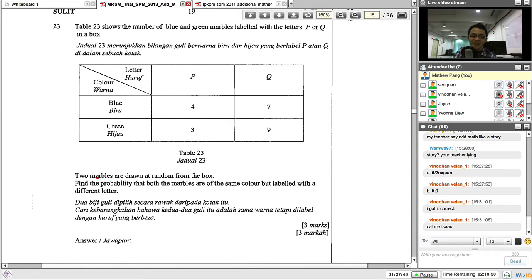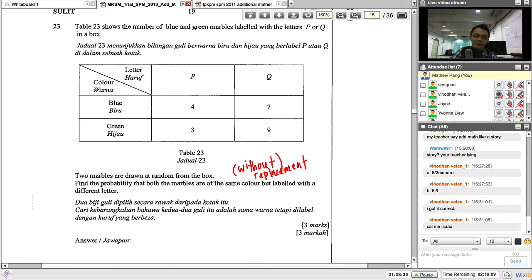Alright, so here he said that 2 marbles are drawn at random from the box. Find the probability that both marbles are the same color but labeled with a different letter. This one does not say whether it is replaced back or not. So in this case, we will assume it is without replacement, because normally we take one marble and then take the second marble. But normally the exam will say whether it's replacement or not.